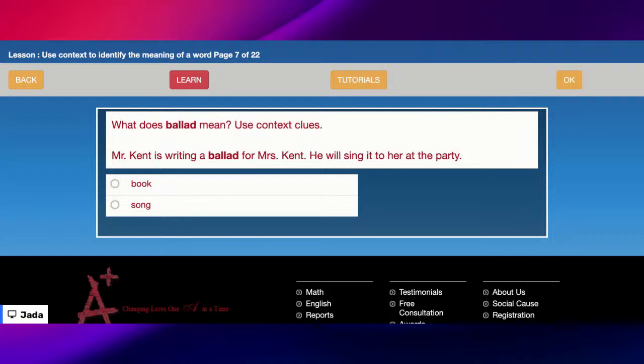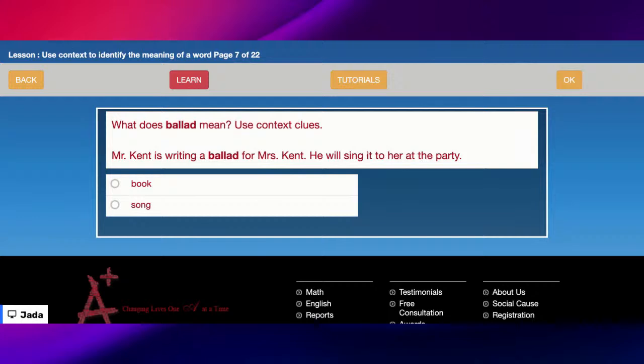Now, what does ballad mean? Use the context clue. What does ballad mean? Mr. Cat is writing a ballad for Mrs. Cat. He will sing it to her at the party. Is it going to be a book or a song? It already gives us the clue here, but I want you to tell me. What's the most suitable answer here? Is it going to be a book or a song?